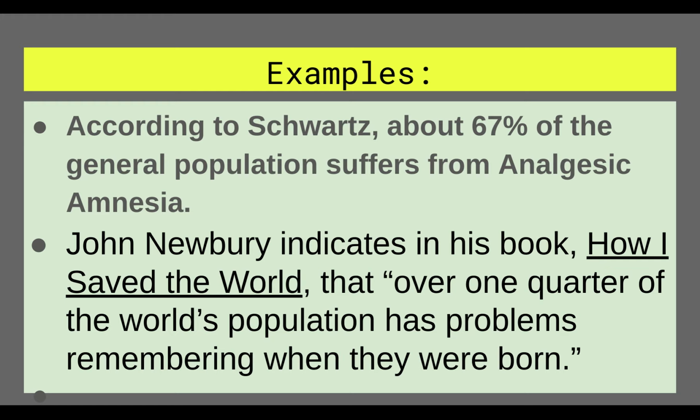If I didn't have John Newbery's name and all I had was the title of the book, in other words, in the book, How I Saved the World, it says that, quote, over 1/4 of the world's population has problems remembering when they were born. Notice if I do that, I would look under H to find the entry on the works cited page. Why? Because I'm no longer alphabetizing by the N in John Newbery. I don't know the author's name, so I start with the title and I use the first word of the title, the first letter in the title, and that's where it's going to be alphabetized.